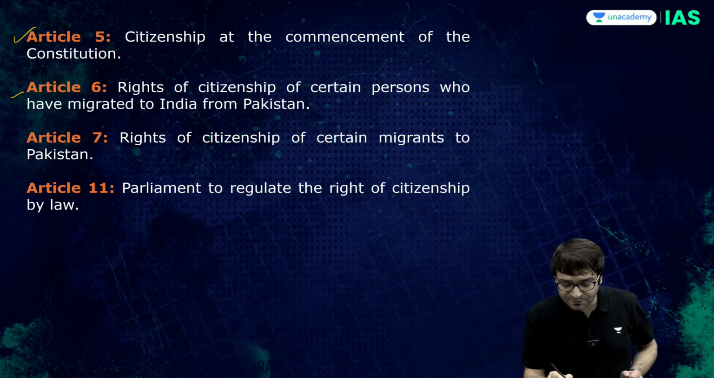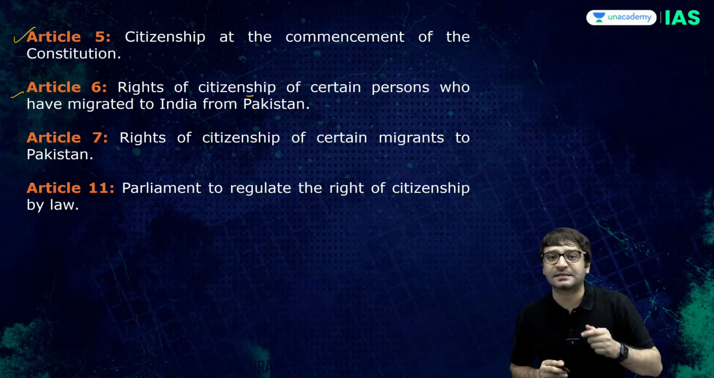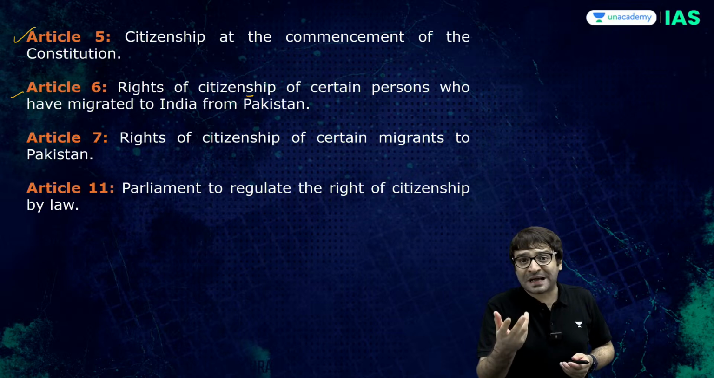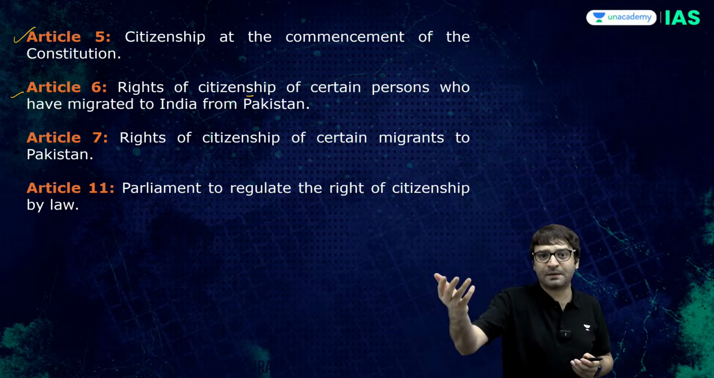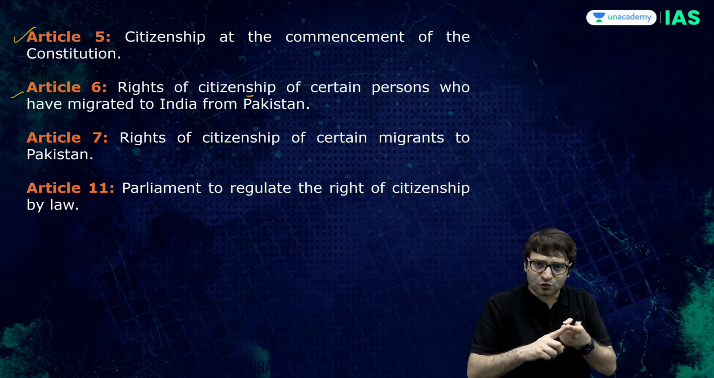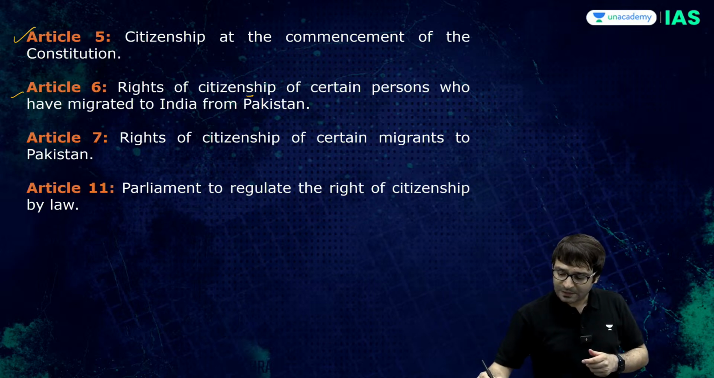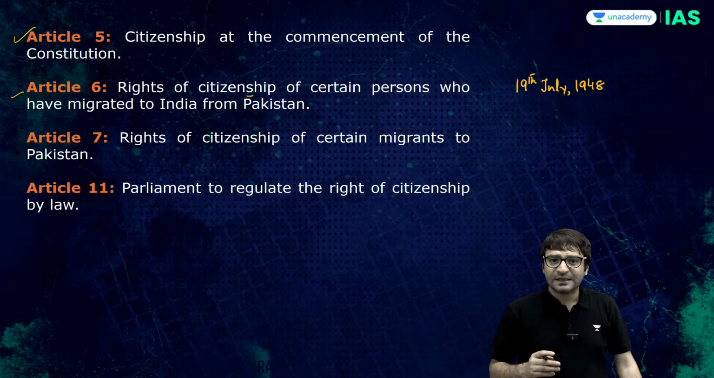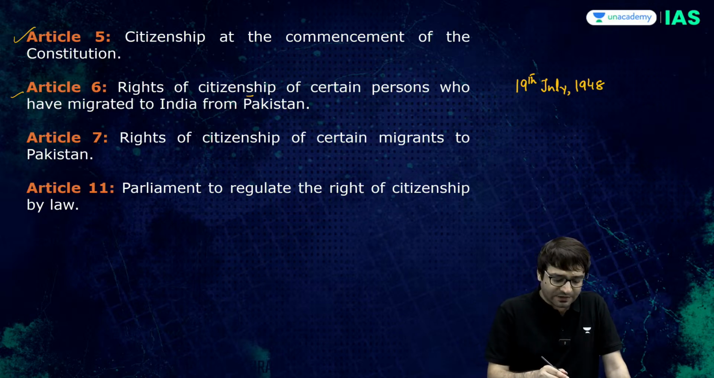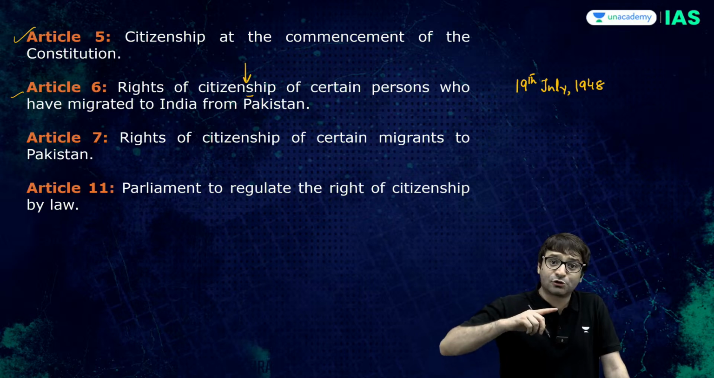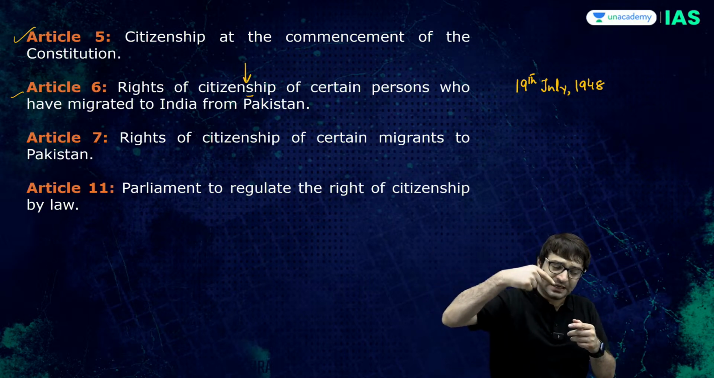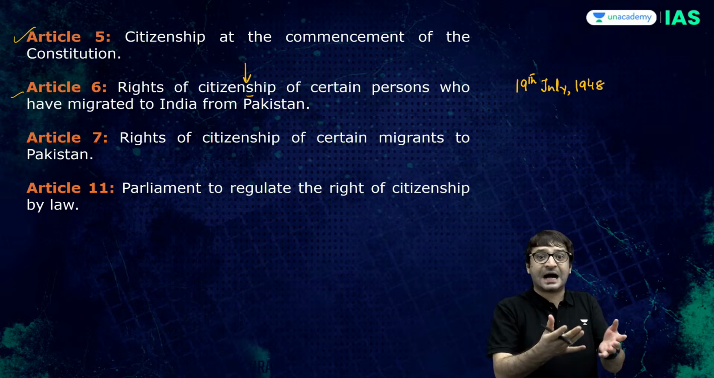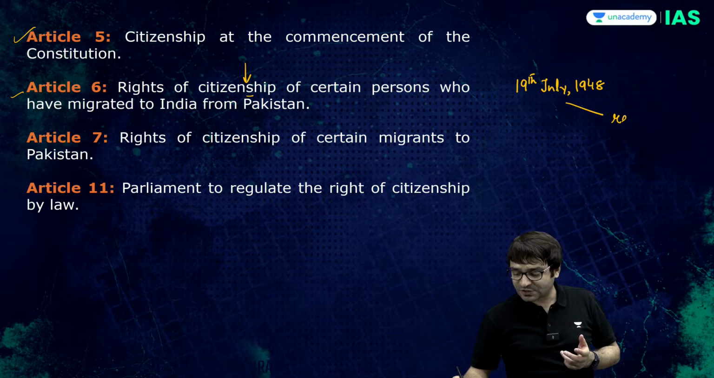Article 6 talks about rights of citizenship of certain persons who have migrated to India from Pakistan. Listen to me carefully. The country was partitioned into India and Pakistan. And there was a massive migration of people from both sides, from India to what became Pakistan, from Pakistan to India. All those who migrated from Pakistan to India before 19th of July 1948 are the citizens of India. So those who came from Pakistan to India, if you have entered India on or before 19 July 1948, you are the citizen. But what if you have entered India after this date? Then you have to register for citizenship.